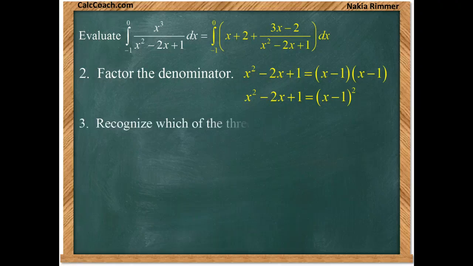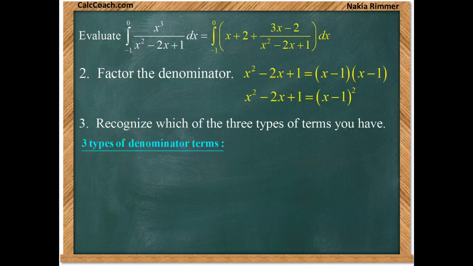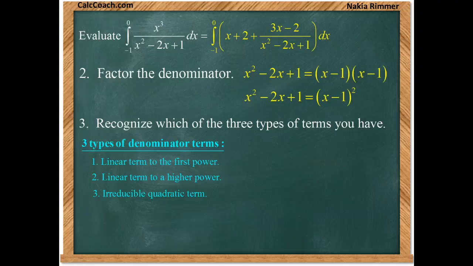And here's why. It's our job to recognize which of the 3 types of terms we have. There's only 3 types of terms that the denominator could have. The denominator could have a linear term that's raised to the first power. The denominator could have a linear term that could possibly be raised to higher powers. Or thirdly, the denominator can have an irreducible quadratic term. So what are we looking at? It is a linear term that is raised to a higher power. Each one of these gets handled differently.